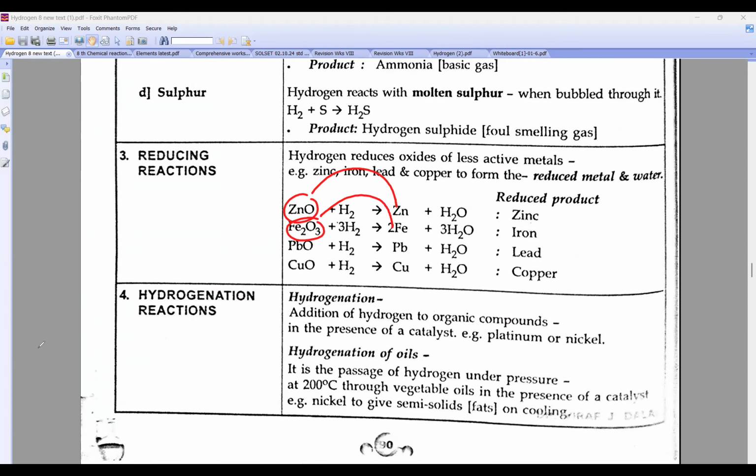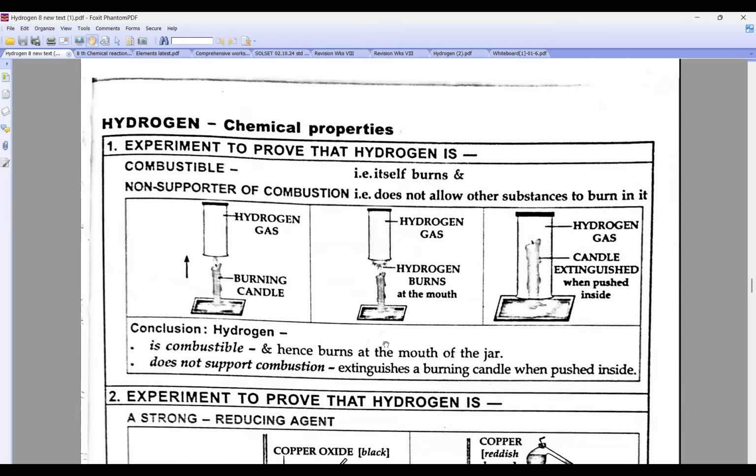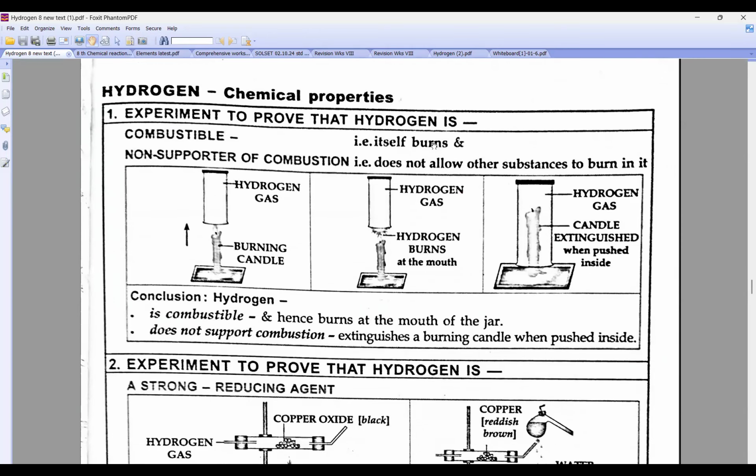Clear? Hydrogen is used in hydrogenation of oil. What is hydrogenation of oil? Oil is converted into ghee, vanaspati ghee. Which catalyst do we use for that? Platinum and nickel at 200 degrees. So when hydrogen is added to vegetable oil, it becomes vegetable fat, vanaspati ghee. Hydrogen is combustible but a non-supporter of combustion.